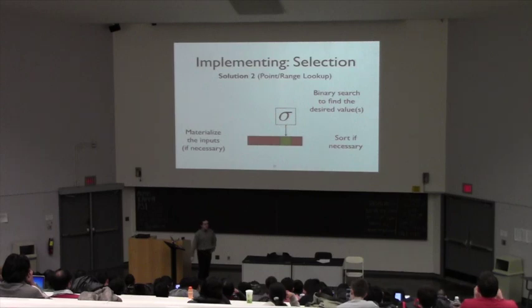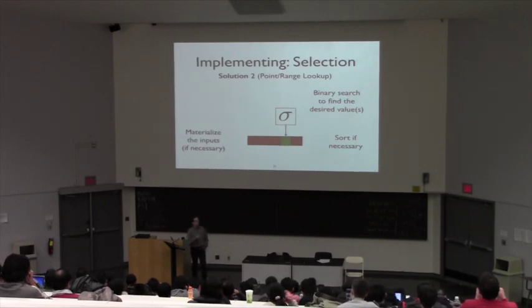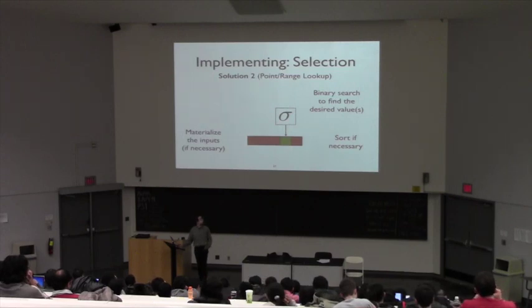Now, sorting is generally a very expensive operation, so this is not usually something that you want to do. But it often makes sense if the inputs are already sorted. That is to say, if you don't need to sort the inputs, if they're already sorted, binary search can be considerably more efficient. But this is a fairly circumstantial process.